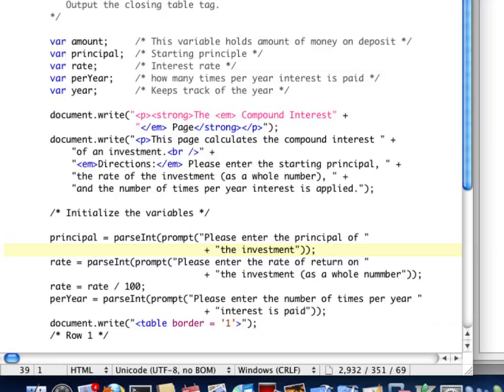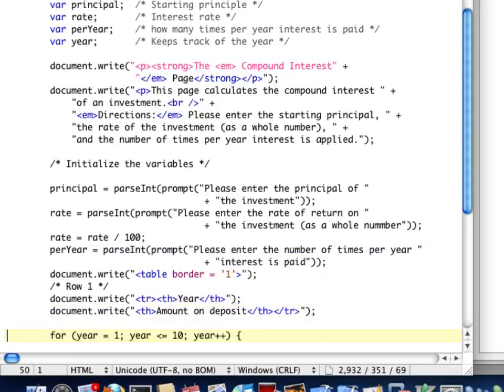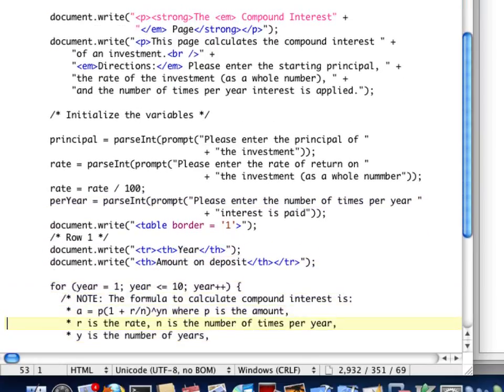So for instance, we're going to get the principal here, the rate, and then you take that rate and you divide it by 100 to get a percentage. And then we're going to get in how many times per year interest is paid, and then start printing out this information.